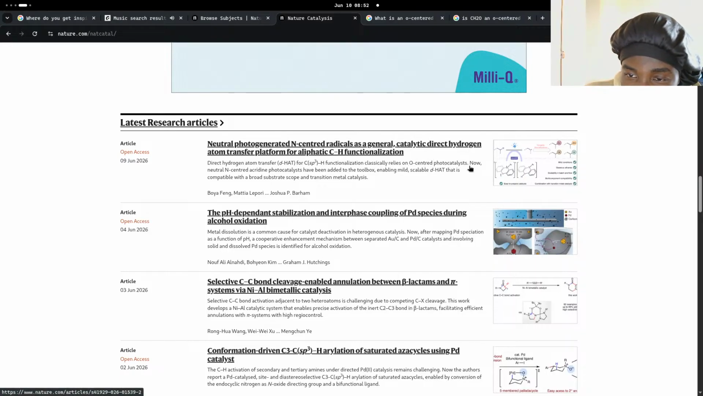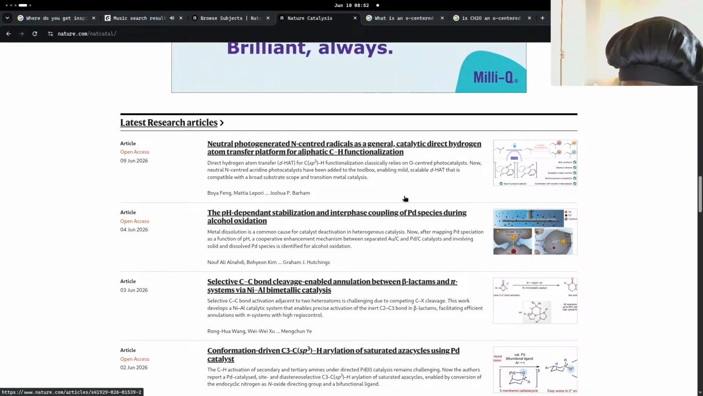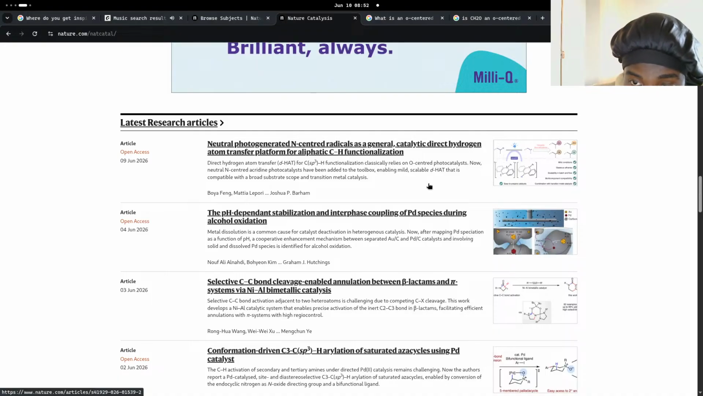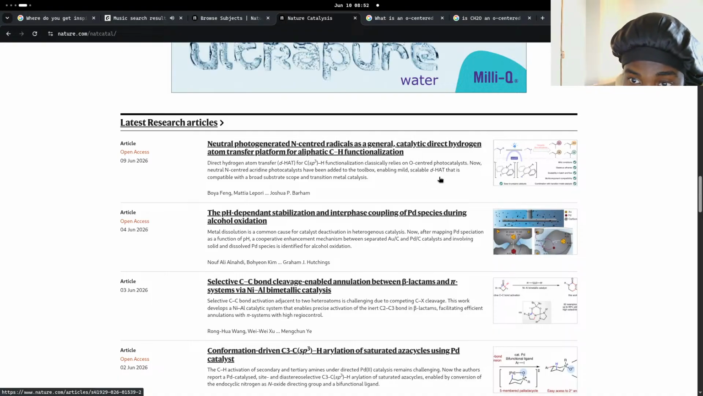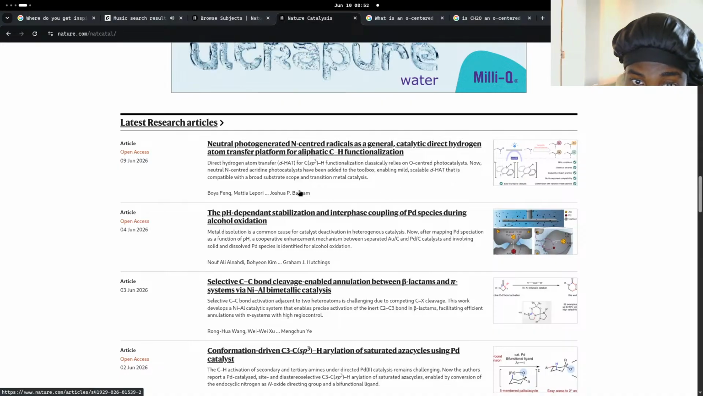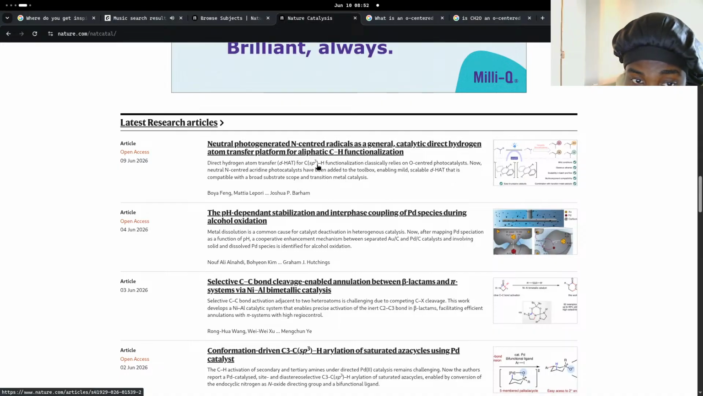Classically it relies on O-centered photocatalysts. Now, neutral N-centered acridine photocatalysts have been added to the toolbox, enabling mild, scalable, direct hydrogen atom transfer that is compatible with a broad substrate scope and transition metal catalysis.